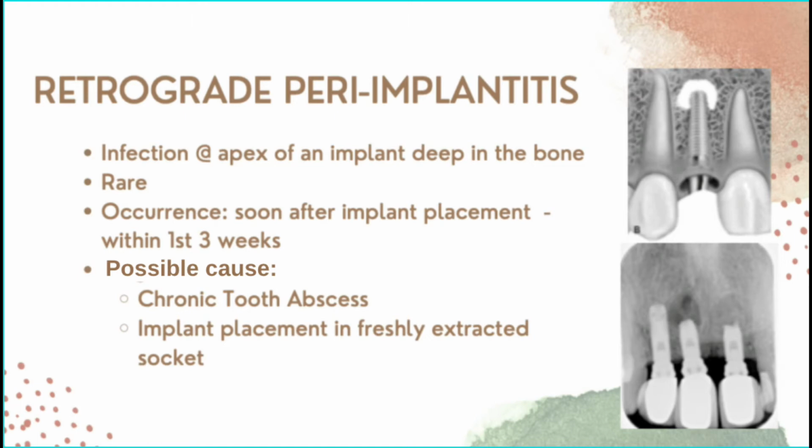and subsequent development of periimplantitis. Other than the implant placement issue, it is also said that the persistence of endodontic bacteria and inflammatory cells, which is said to be more common, facilitates the development of retrograde periimplantitis. Thus, it is suggested that the origin of retrograde periimplantitis is due to chronic tooth abscess and implant placement in the freshly extracted socket.